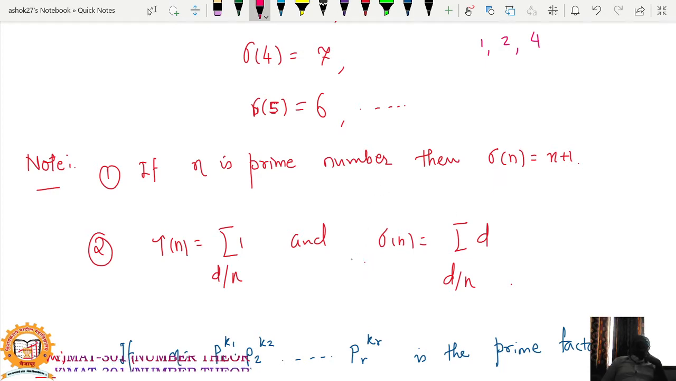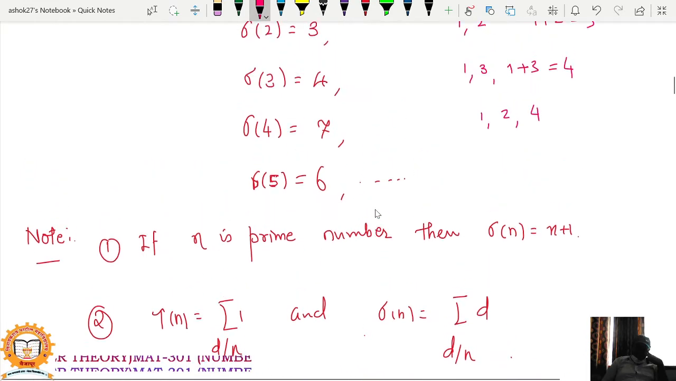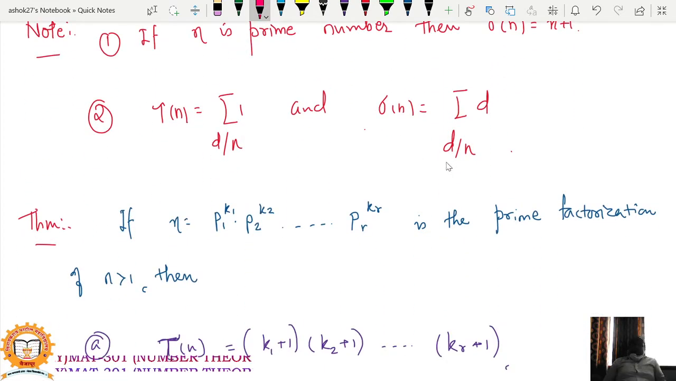Sigma n equal to, so alternately you can write, see, so these will be alternate definitions of these two number theoretic functions sigma n and tau n. So you can write tau n as summation 1 where d divides n. If d is a divisor of n, means if there is one divisor, then you will take 1 in that summation. So this is the summation of the number of divisors of n, and it is nothing but tau n.